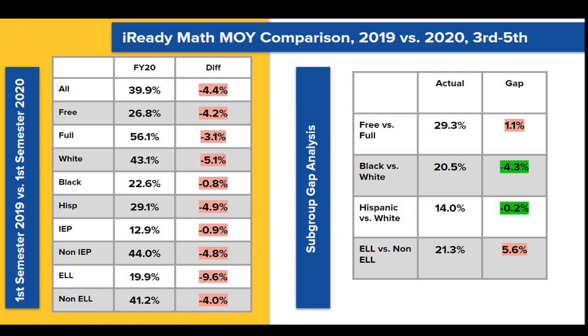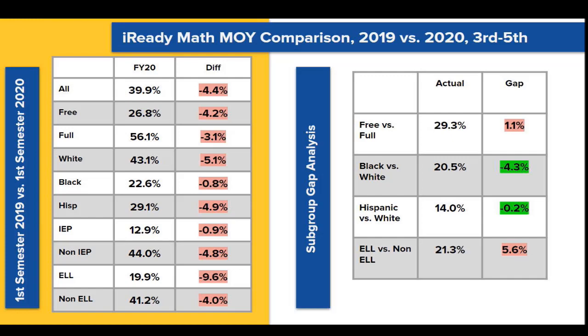So train your eye to some colorization there. We have red and green as the main primary colors here, and red is not desirable and green is desirable. So we're starting off with our math comparison. This is the iReady middle of the year math comparison.